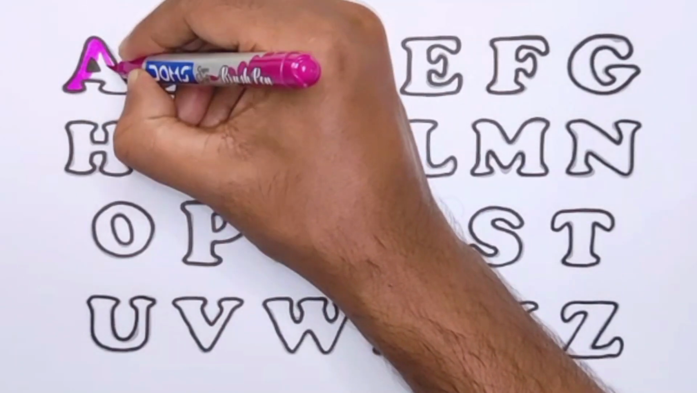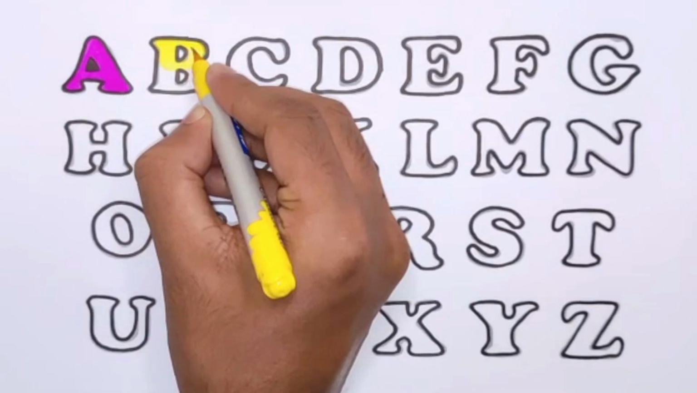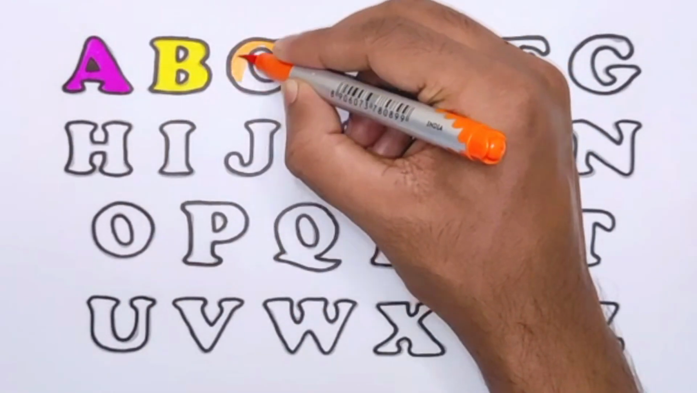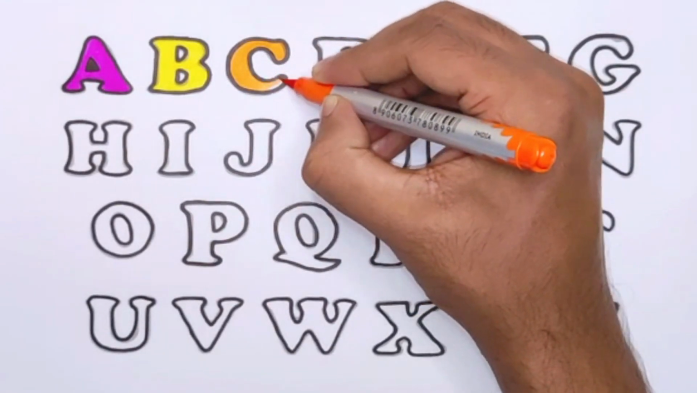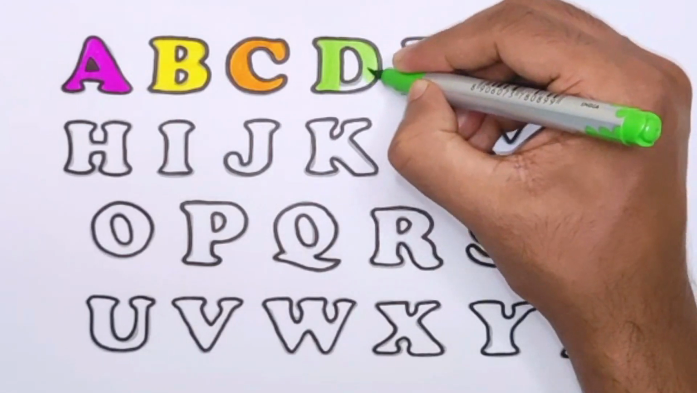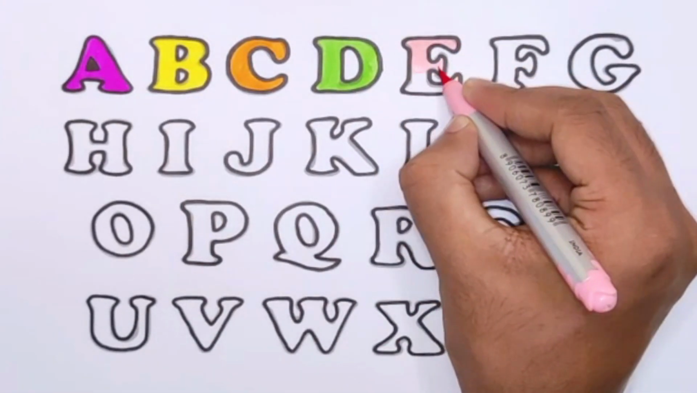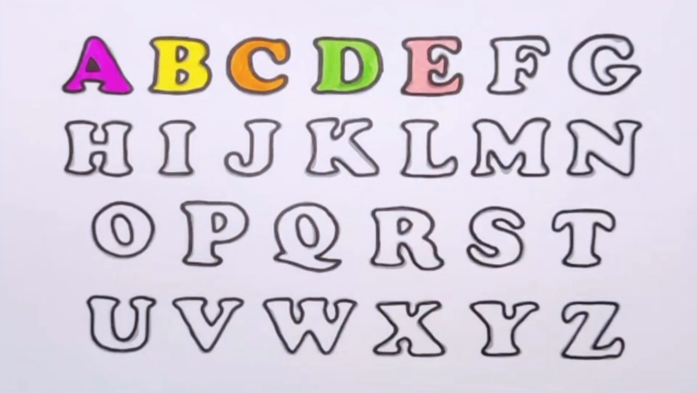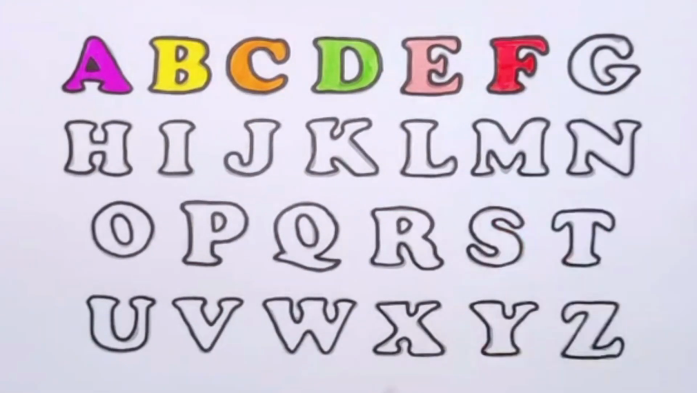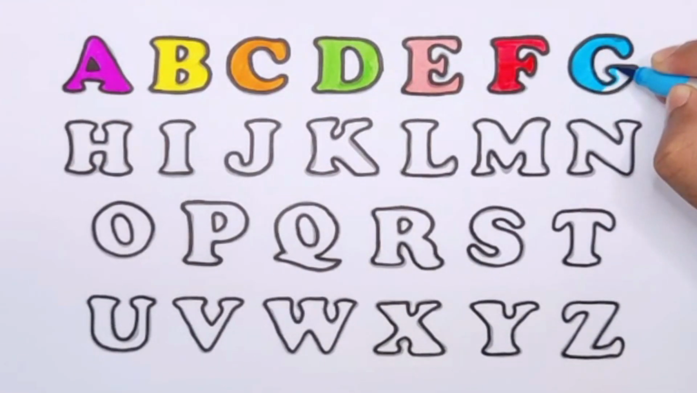Pink color. A. Yellow color. B. Orange color. C. Light green color. D. Light pink color. E. Red color. F. Sky blue color. G.